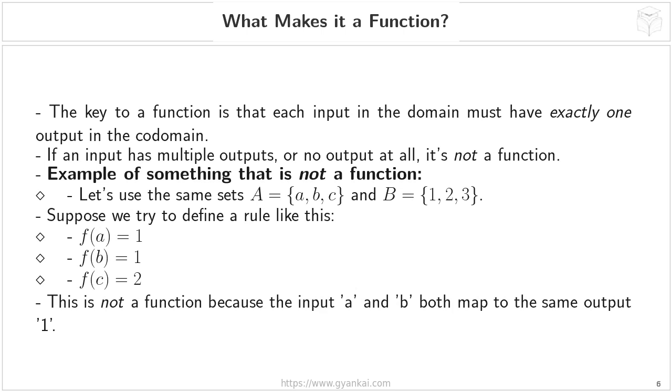Notice what's happening here. The input A and the input B both lead to the same output, which is 1. This violates our exactly one output rule. Because two different inputs, A and B, are both mapped to the same output, this relationship is not a function.